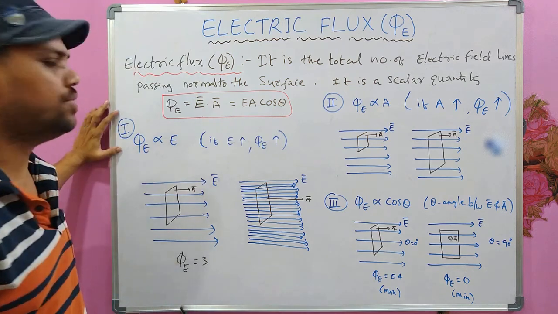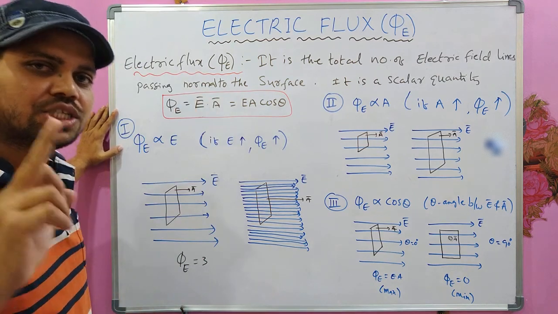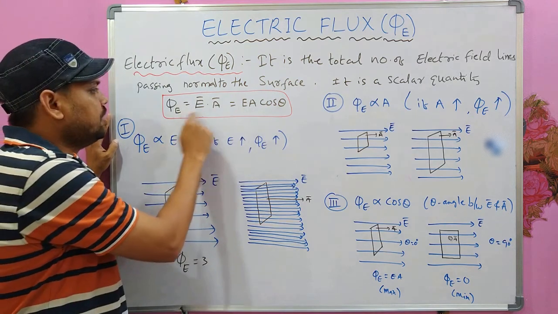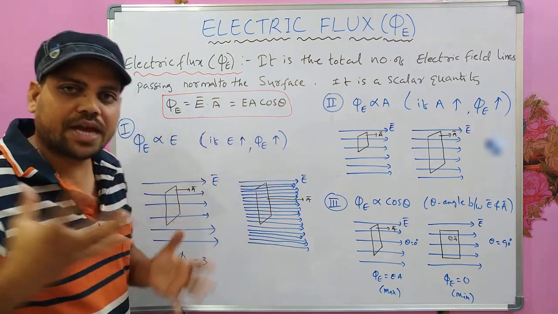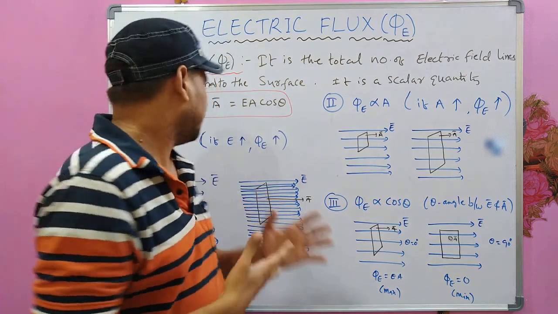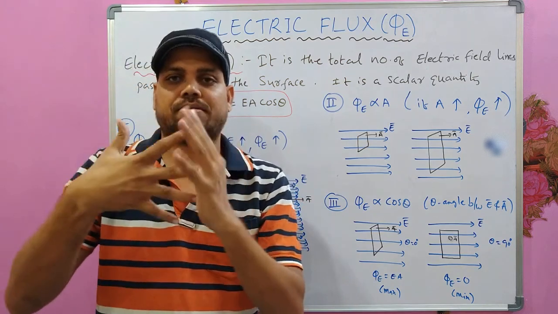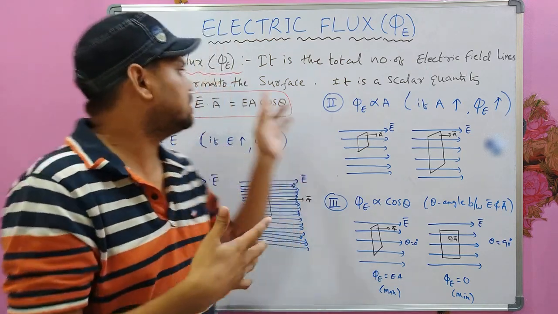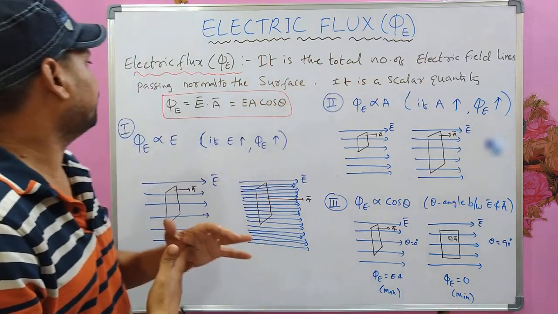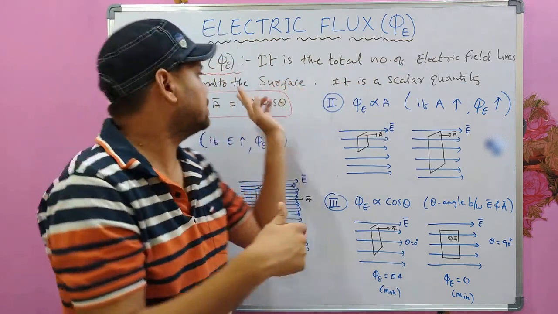The first point that we can write is electric flux is directly proportional to the strength of the electric field, E. If you see this, it means that if the electric field is more, then the flux linked to that area of the surface will be more. See, the flux is linked to the area. It is the total number of electric field lines passing normal to the surface. This flux is linked to the area.